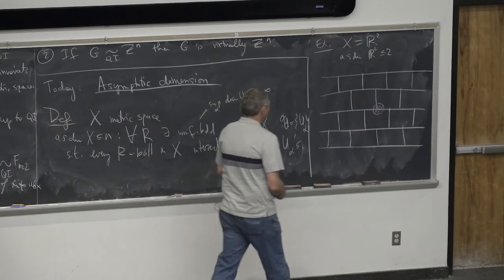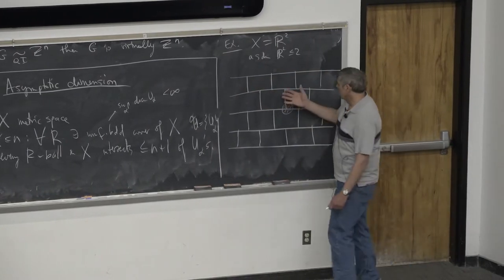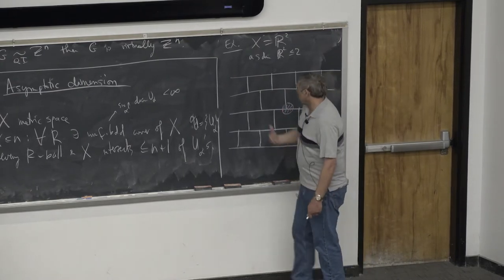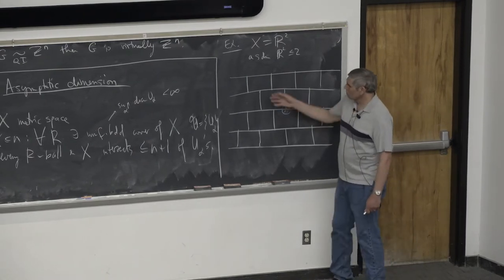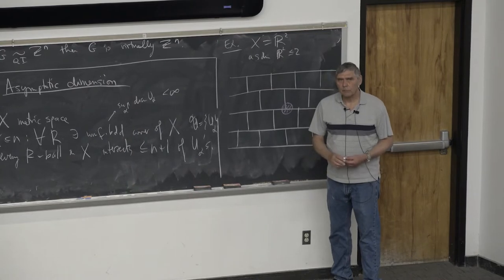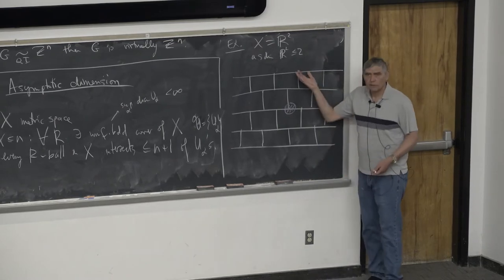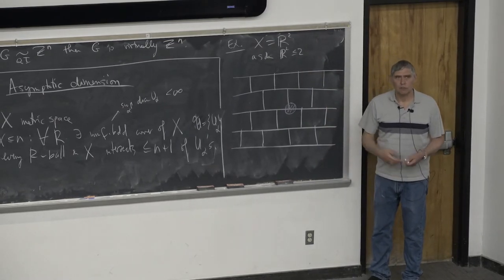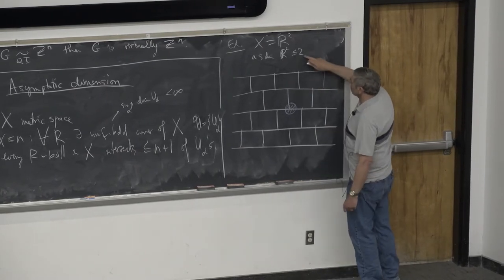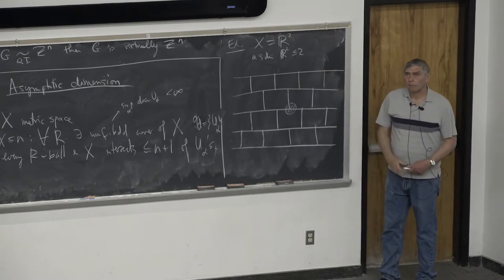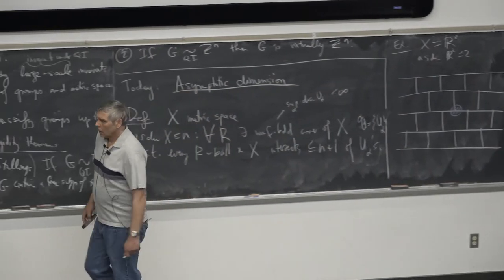Whenever you have a cover like this, there's going to be a map to the nerve of the cover, and then there's also a map back from the nerve into the plane. And this composition will be boundedly close to the identity. So the fundamental class will factor through the nerve. So the nerve can't be one-dimensional because it doesn't have a non-zero two-dimensional class. So that proves the asymptotic dimension is equal to 2, not just less than or equal to 2. And similarly, R^n has asymptotic dimension n.